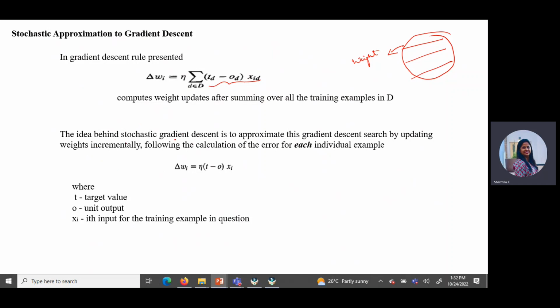The idea behind stochastic gradient descent is to approximate this gradient descent search by updating the weights incrementally, following the calculation of the error for each individual example. For each individual example, we calculate the error. So delta Wi equals the learning rate times (t minus o) times xi, which is almost similar to the perceptron training rule, where t is the target value, o is the output obtained from the perceptron, and xi is the ith input for the training example in question.